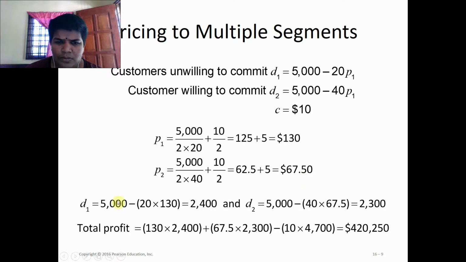Then you can calculate by putting the price into each function. Then you derive the demanded quantity value. D1 will be 2,400 and D2 will be 2,300. Then from there you will get the total profit, which is 420,250.